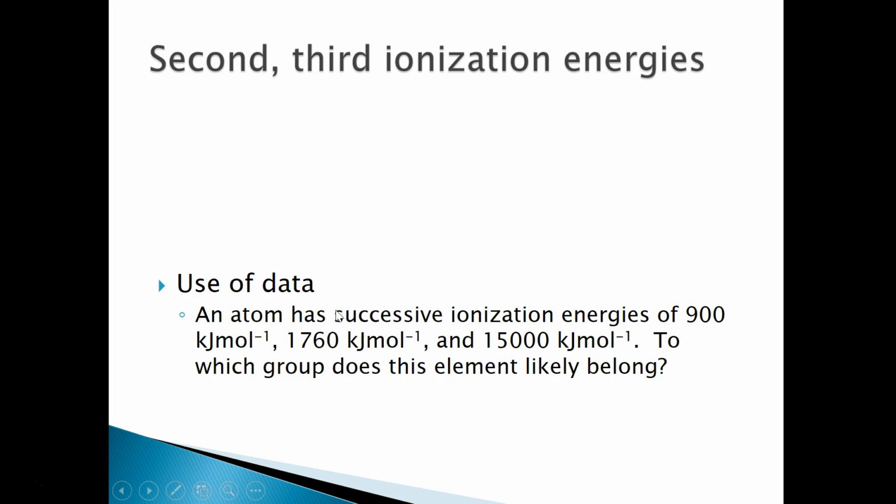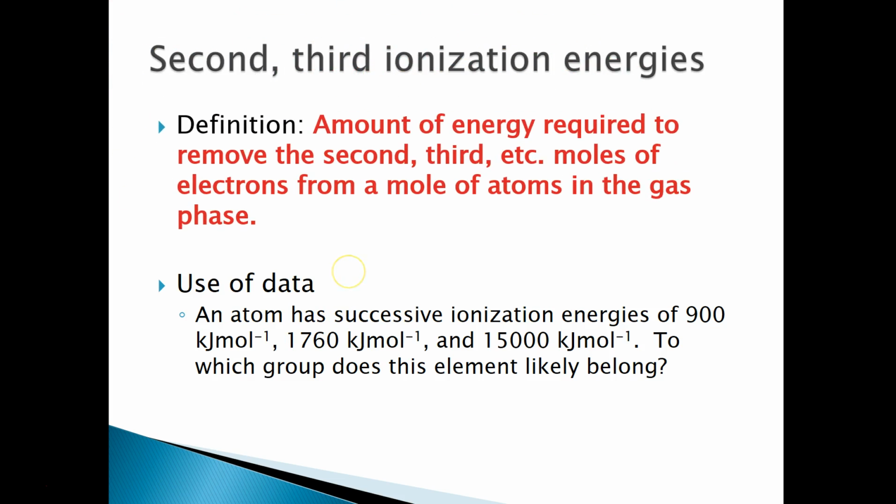All right, so second, third ionization energies. When we talked about ionization energy in IB Chem 1 and in the pre-Unit 2 podcast, we were actually talking about the first ionization energy. The definition of first ionization energy is the amount of energy required to remove one electron from an atom in the gas phase, or the amount of energy required to remove 1 mole of electrons from 1 mole of atoms in the gas phase. So second, third, fourth, fifth, etc. ionization energies are just the amount of energy required to remove the second, third, fourth, fifth, etc. moles of electrons from a mole of atoms in the gas phase.